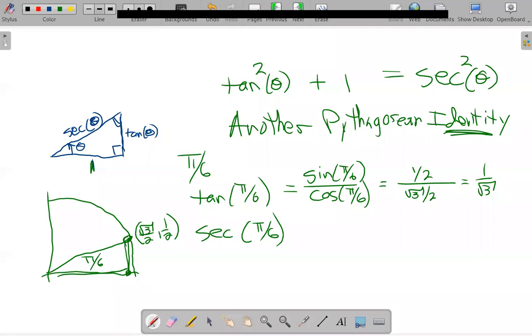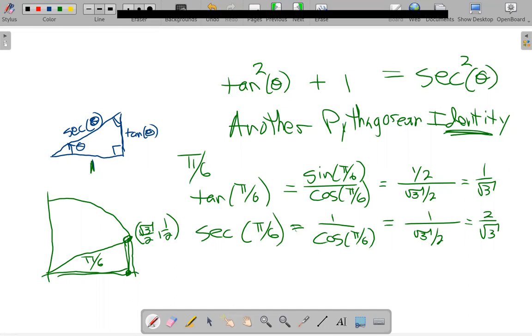All right, secant. What's the secant? Recall we've defined the secant earlier. The secant is equal to 1 over whatever the cosine is, and they have to have the same angle. I know that the cosine is square root of 3 over 2, and there's a 1 in the top. When you divide fractions, the bottom one flips, so that would be 2 over the square root of 3.